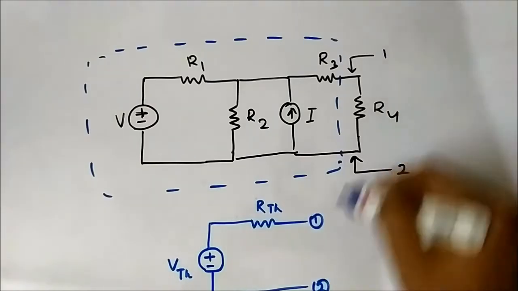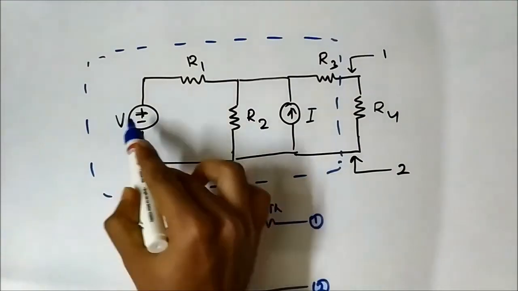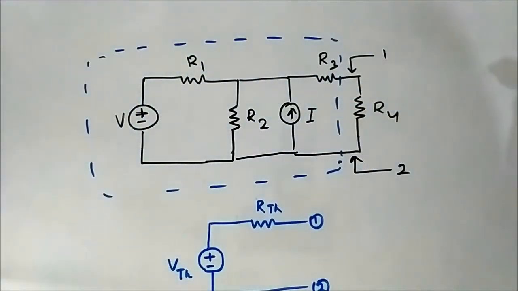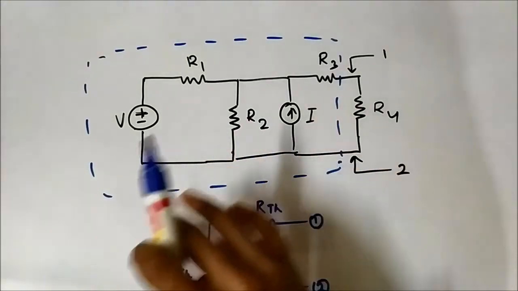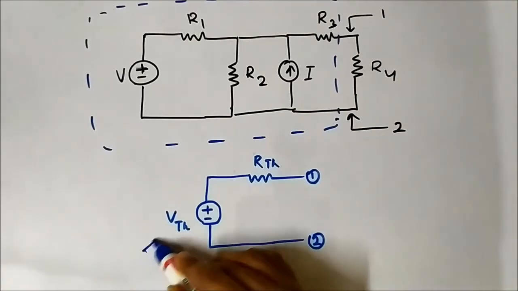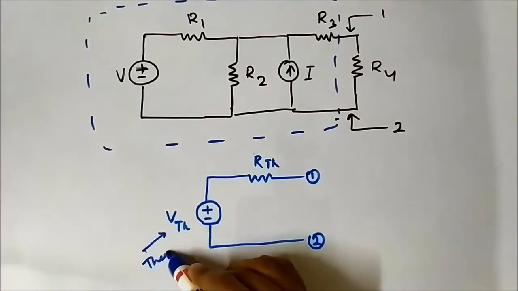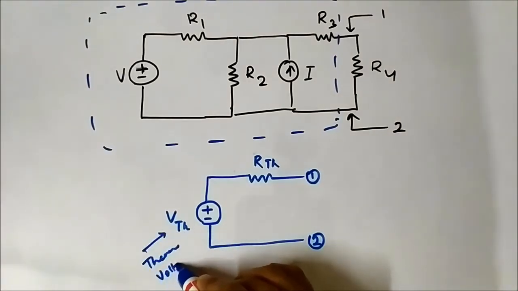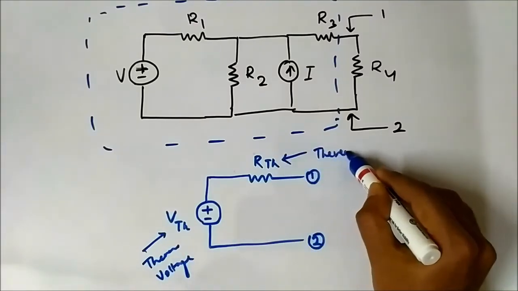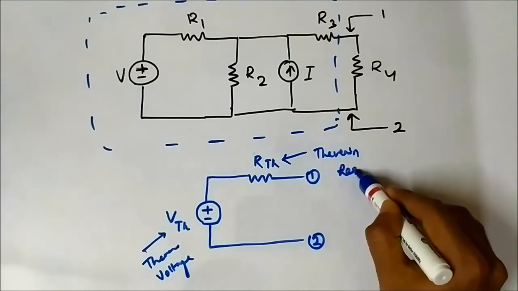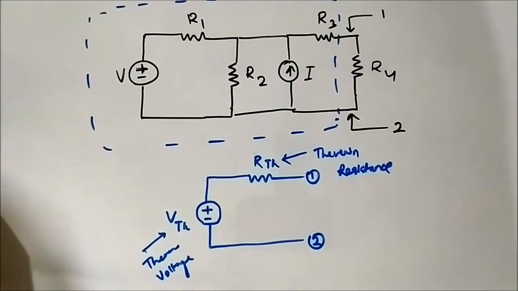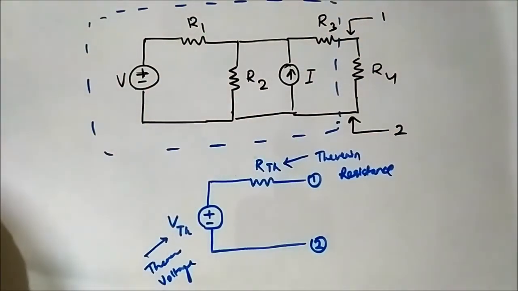These 2 points across 1 and 2, all of this voltage, resistor 1, resistor 2, resistor 3 and this independent current source, we have to replace it with this VTH, the Thevenin voltage, and the Thevenin resistance. This is the whole point of Thevenin's theorem.